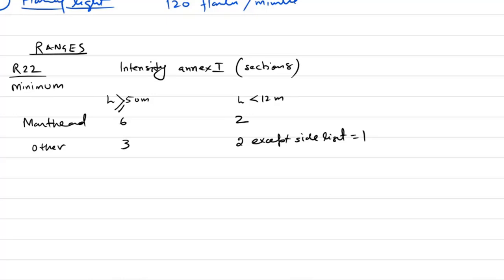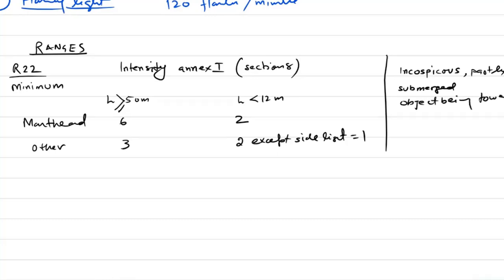Then, inconspicuous, partly submerged vessel or object being towed. This kind of object will have a 3 mile range.